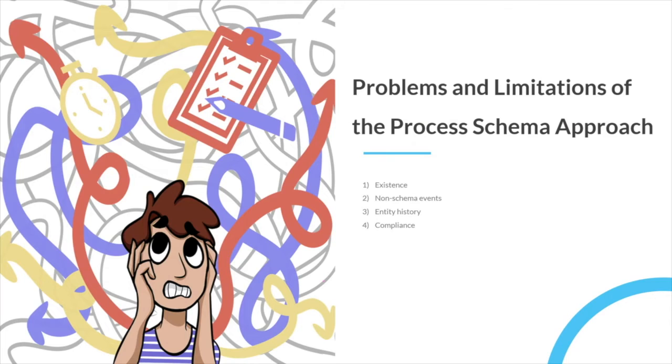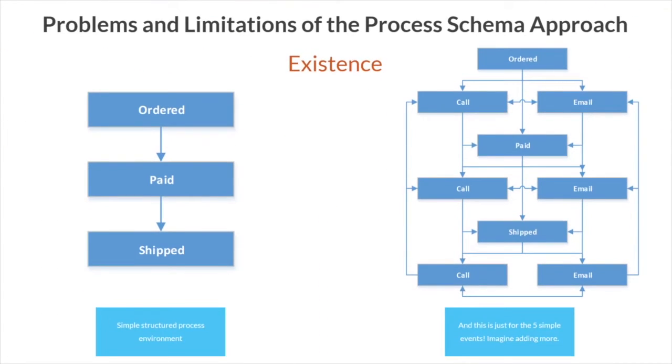So, addressing some of the problems and limitations of the process schema approach. I'm going to go through four today: the first being existence, second, non-schema events, thirdly, the entity history, and fourth, compliance.